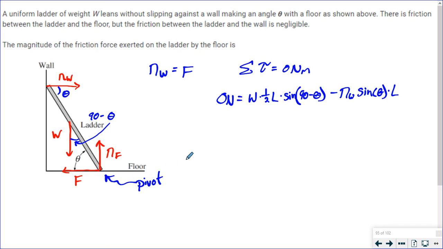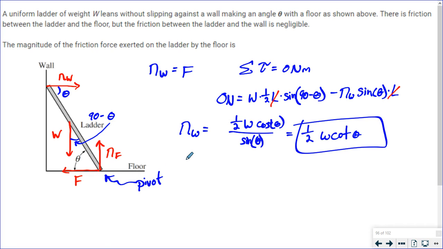Well, sine of 90 minus theta is just cosine, so I could rewrite this. Cancel your L's, rewrite your sine of 90 minus theta as cosine, and then divide by sine, and you get cosine over sine, which is cotangent. And this is your correct answer, 1/2 your weight force times cotangent of your angle theta, and that's one of your choices on that problem.